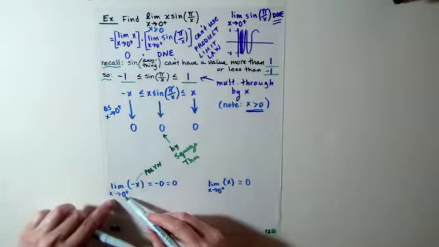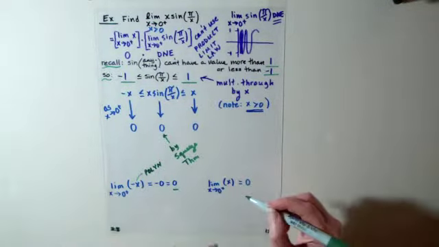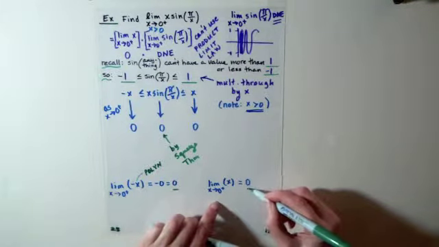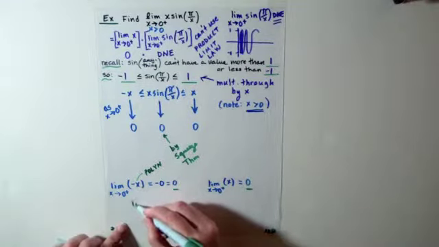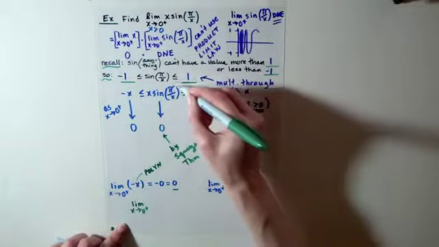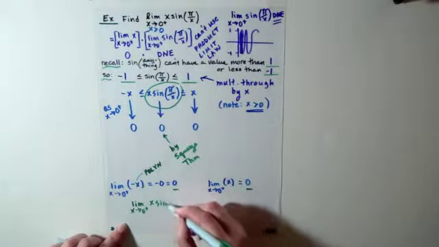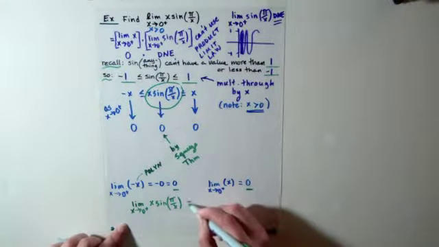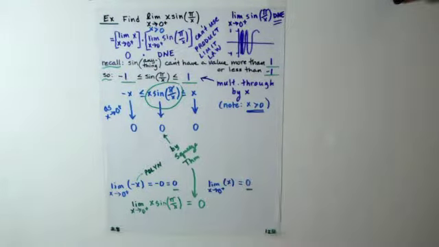The function on the left side of this inequality is approaching 0. The function on the right side of this inequality is approaching the same limit of 0. So the squeeze theorem tells me that the limit as x approaches 0 from the right of this function that's trapped between them, x times sine of pi over x, must also be equal to 0 by the squeeze theorem.